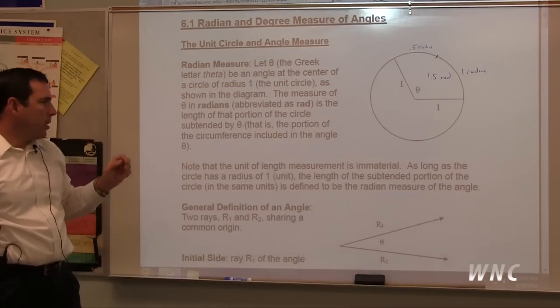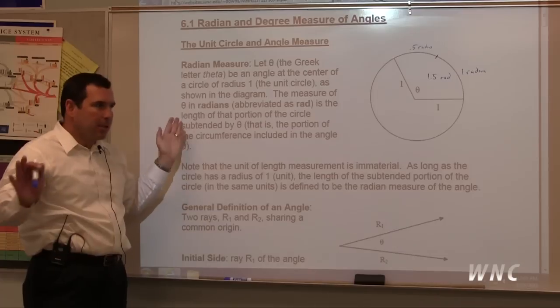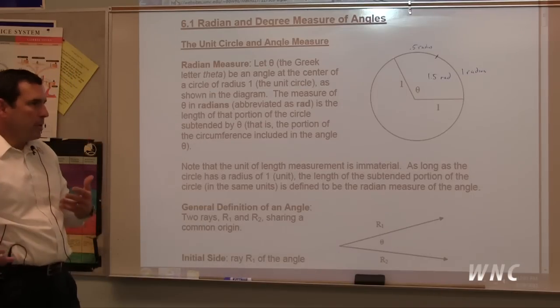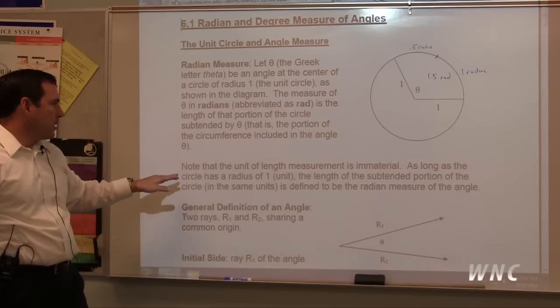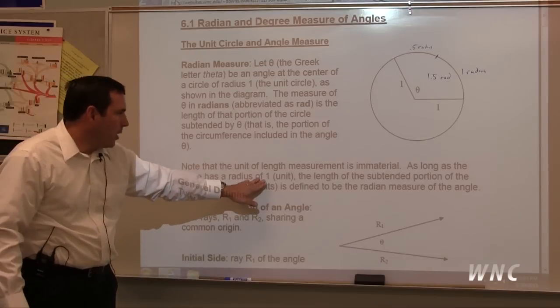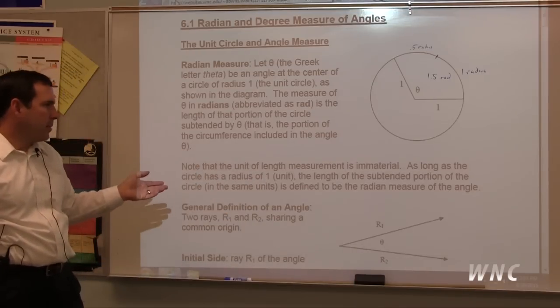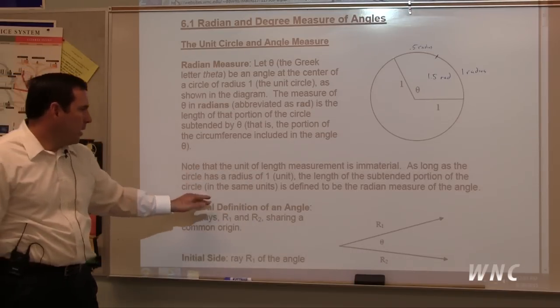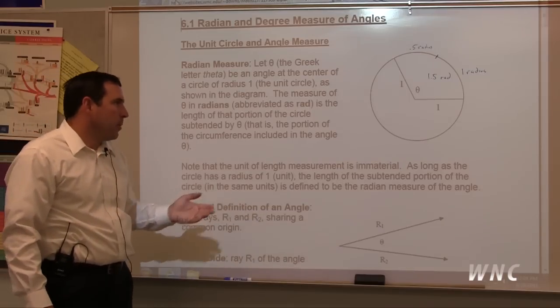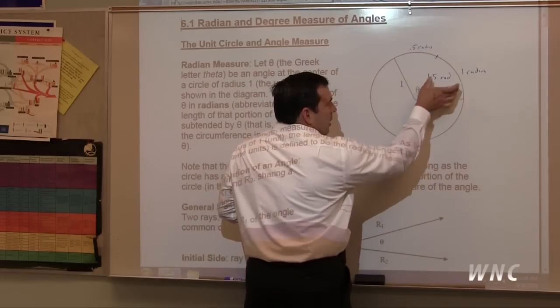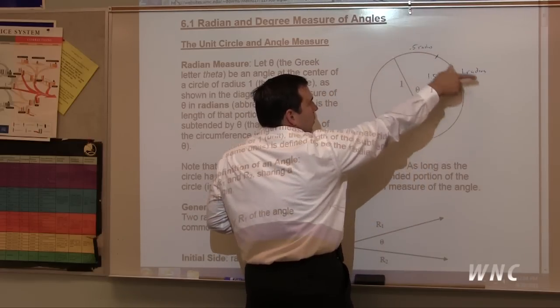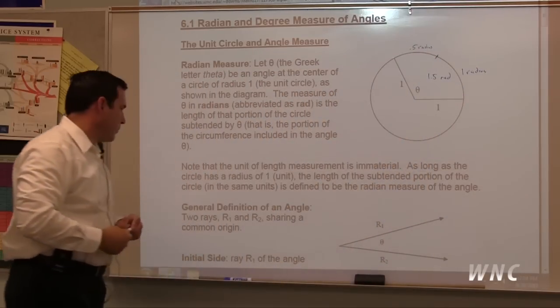So note that the unit length of measurement is immaterial. You know, people are used to inches, feet, miles, so that doesn't really matter so much as long as the circle has a radius of 1 unit. The length of the subtended portion of the circle in the same units is defined to be the radian measure. So this angle would be 1 radius, 0.5 radius, 1.5 radians.